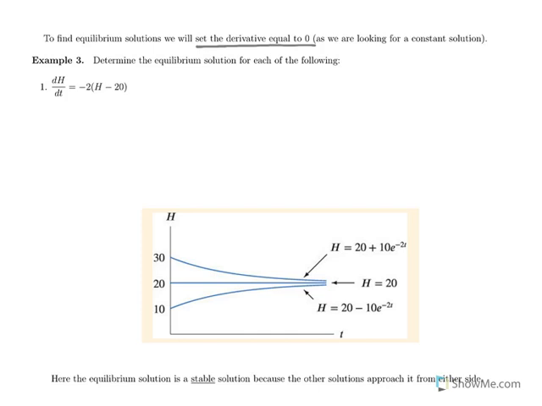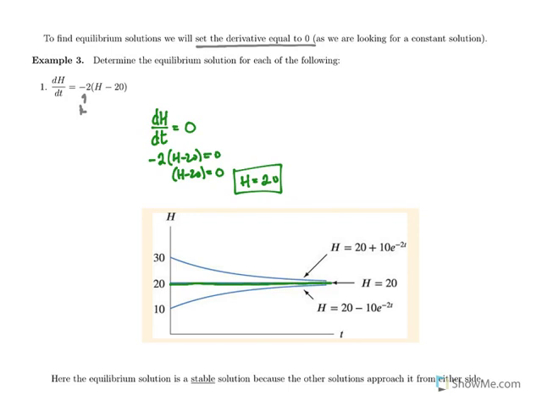So here we have dH/dt equals -2 times (h minus 20). This -2 is representative of k, and we have this h minus 20. If we set this derivative equal to 0, we have -2(h minus 20) equals 0. We can divide by the -2 and it's going to go away, and we get h equals 20 as our equilibrium solution. And we can see that in the graph as this horizontal line, h equals 20.